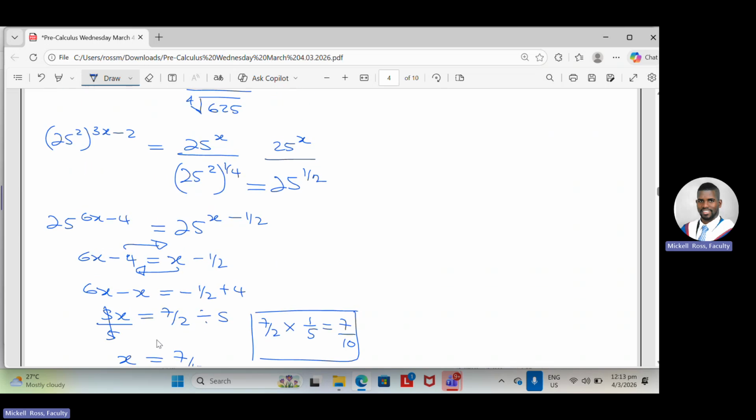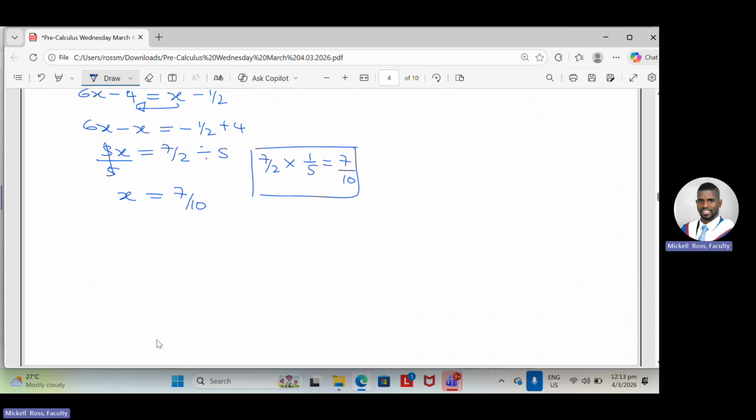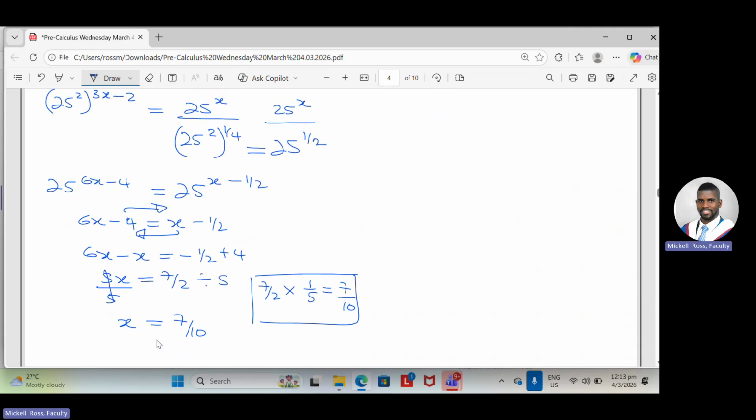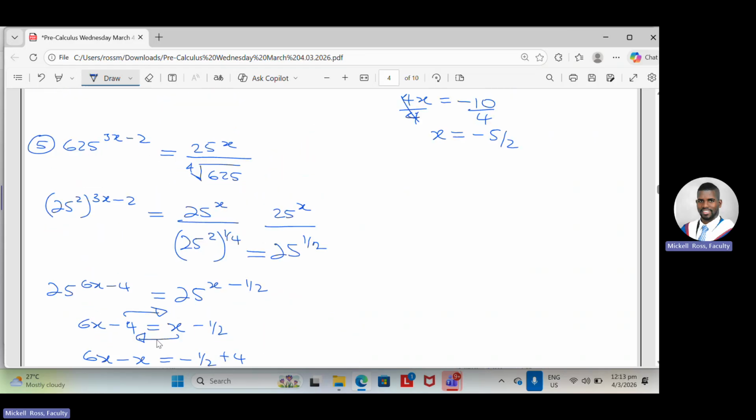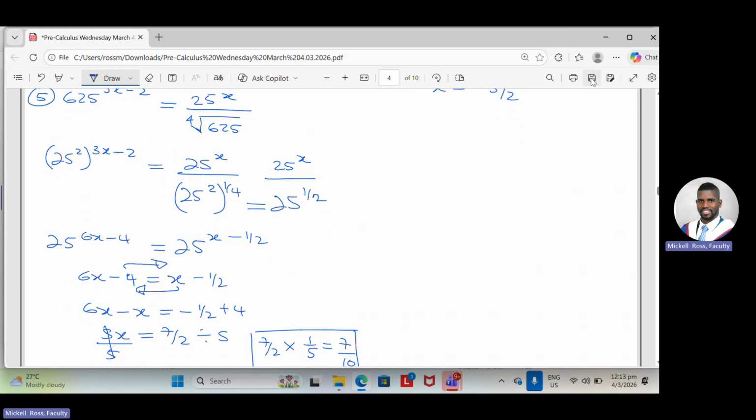All right. So those are ways that you can solve those questions. Now, it does get a little bit more complex in terms of solving questions that involve exponents, and we're going to look at a few of them now. All right.